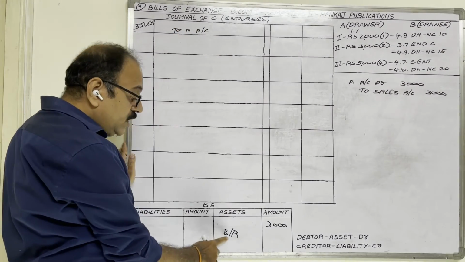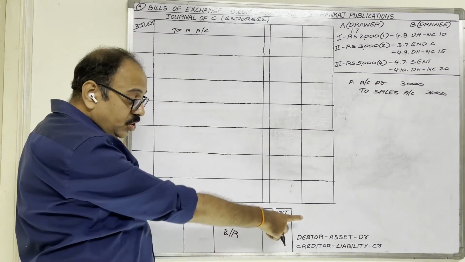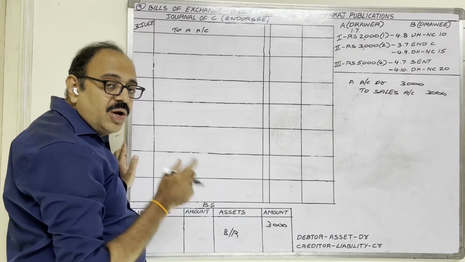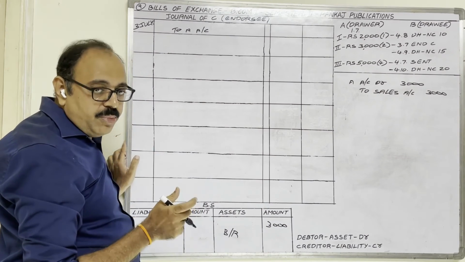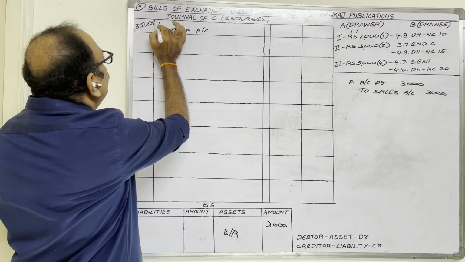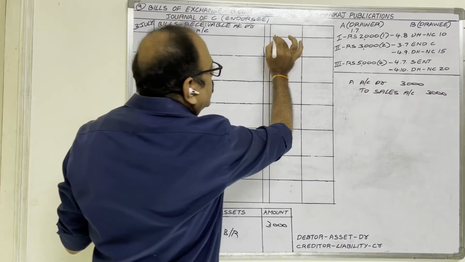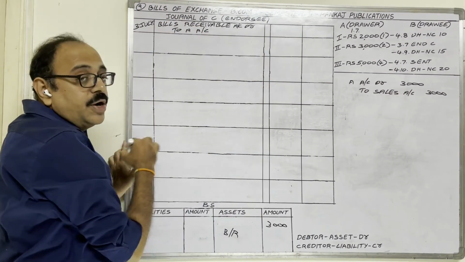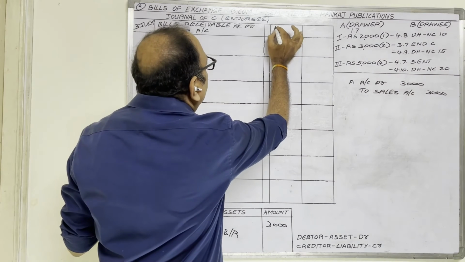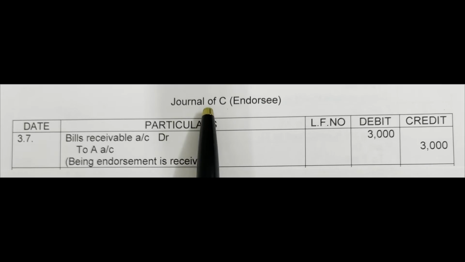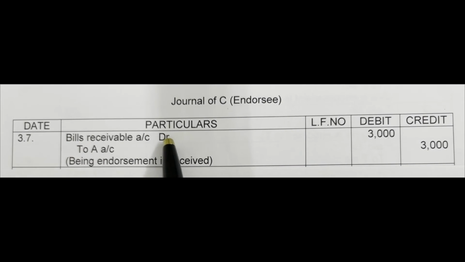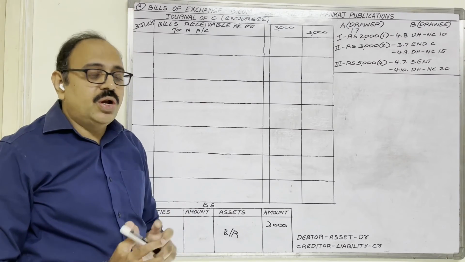How to create a bills receivable asset account? Asset shows a debit balance now. If you want to create any asset account, you have to debit that. Bills receivable account we have to debit. This is the final entry. Bills receivable account add to A account. Amount 3000 rupees. Journal of C. Endorse. 3rd July. Bills receivable account debit to A account 3000. Being endorsement is received. Next entry is for dishonor.